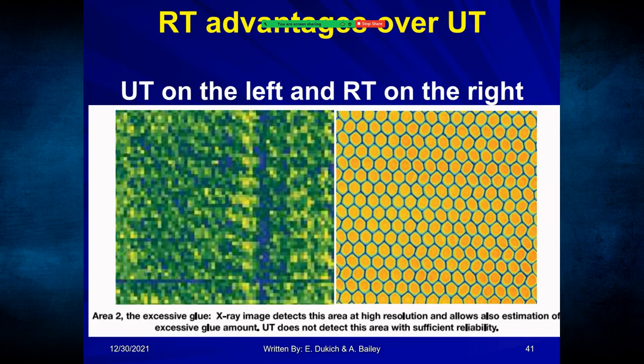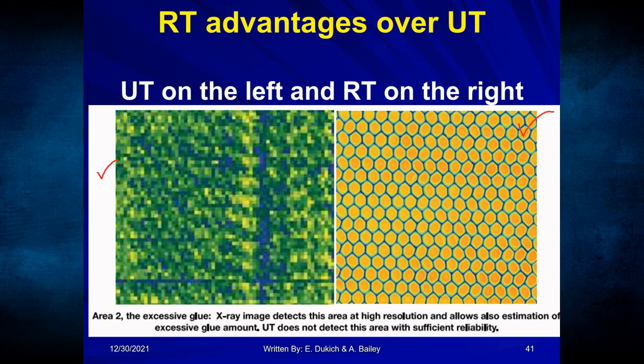So RT advantages over UT. We have the RT image over the right here. This RT image is showing all of these cells. We can actually see the cells of the honeycomb better. With the UT, sometimes we can't see it so well. So the advantage of RT, you can see the cells better over UT.